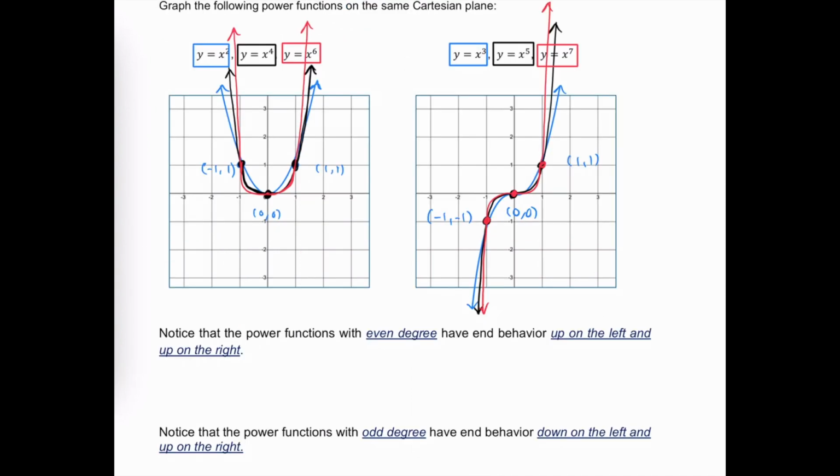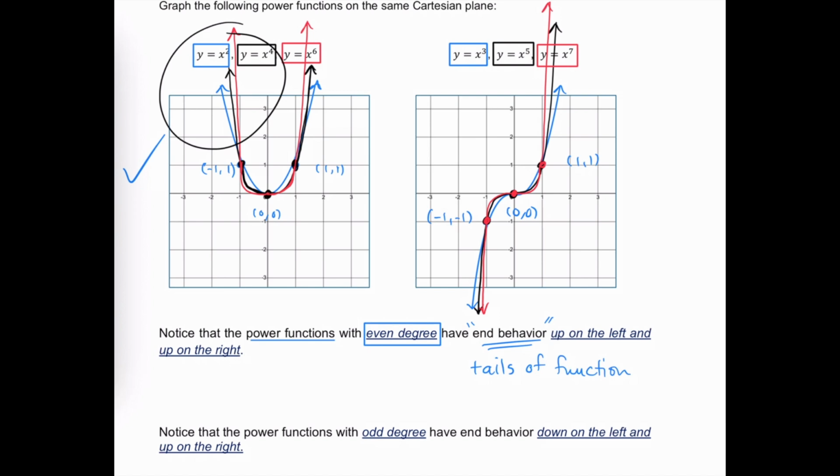The pattern that we want to notice here is that with the power functions where the degree is even, which are these graphs over here, the end behavior, which essentially describes what happens at the tails, is going to go up to the left and up to the right. So on the left-hand side the function is going up, and on the right-hand side the function is going up. This is considered to be the end behavior.